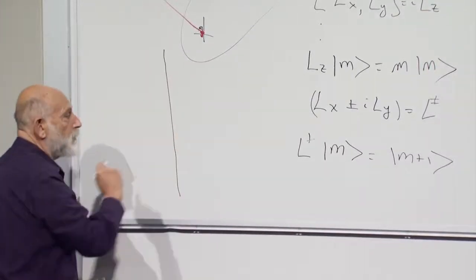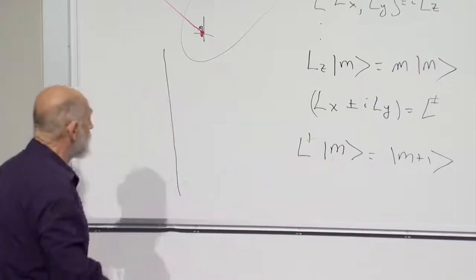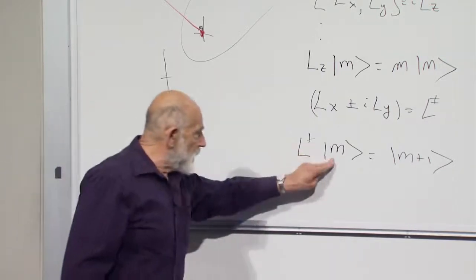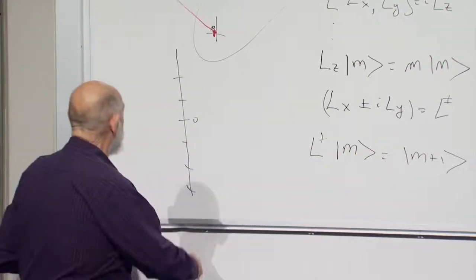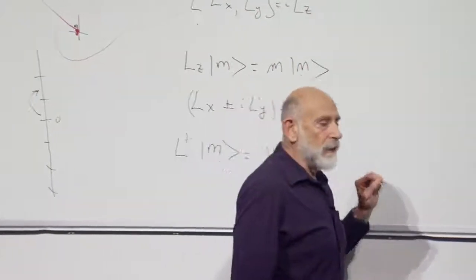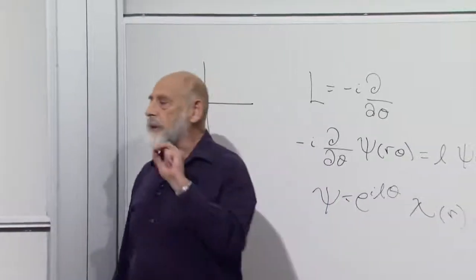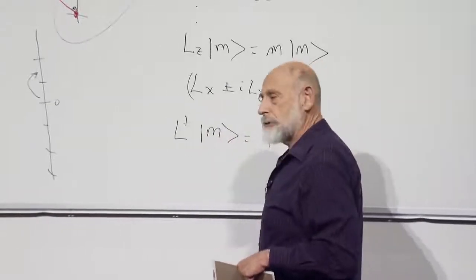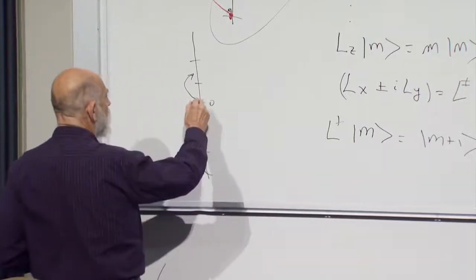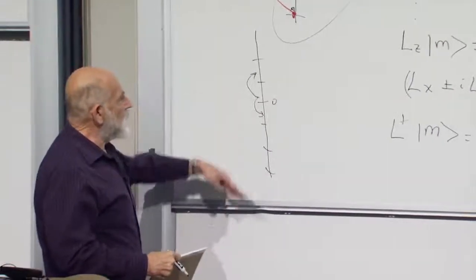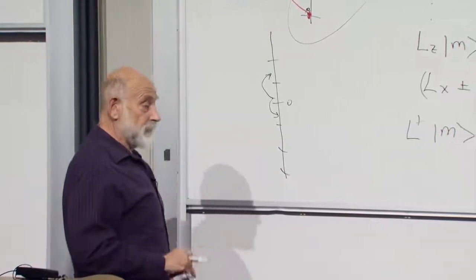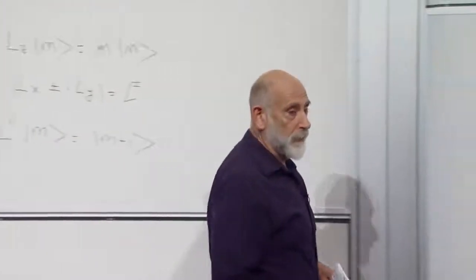If this line represents the spectrum of possible values of m, with 0 here and so forth, this tells us that we found another eigenvector which is 1 unit up. It has not yet told us anything about whether the m's are integers or not, but it tells us that if we find one, we can find another one by hitting it with L+. Likewise, we can find another one by hitting it with L-. So L+'s and L-'s are operators which take you up and down the spectrum of eigenvalues of Lz. Okay, that was the first thing that we discovered from the algebra of these things.